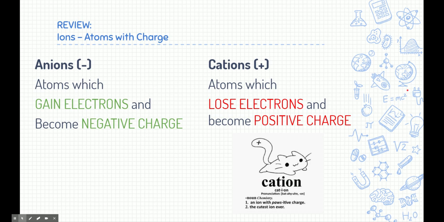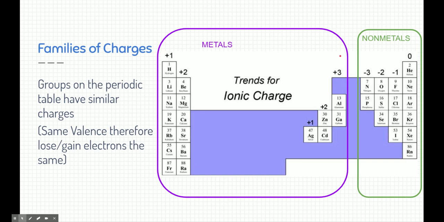So remember that. Students kind of struggle with this because it's kind of the opposite. When you gain electrons, you become negatively charged because more negative electrons is negative charge. When you lose electrons, you become positively charged because less negative charge means more positive charge. So that might be confusing. Try to remember that.